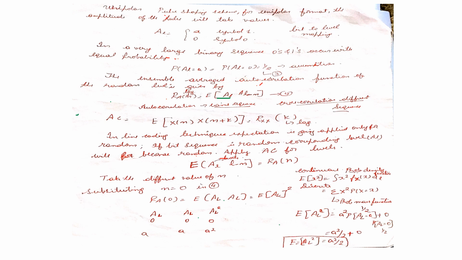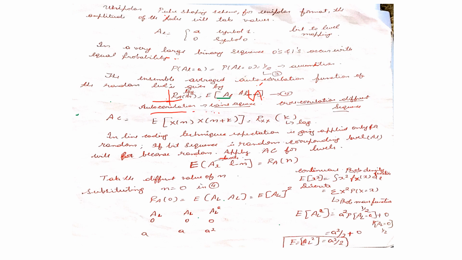This can be related to the autocorrelation function. Why? Because there are two symbols, and the transmitted symbol has to be related with its previous symbols. For that reason we need to consider the autocorrelation function. So the autocorrelation of this is E of A_L into A_(L minus N).